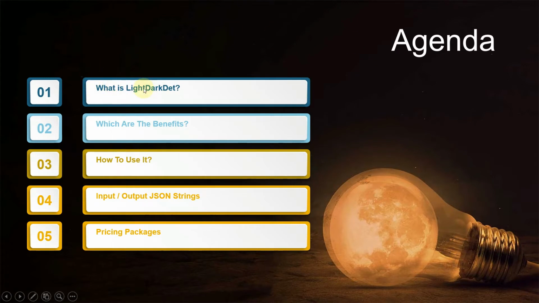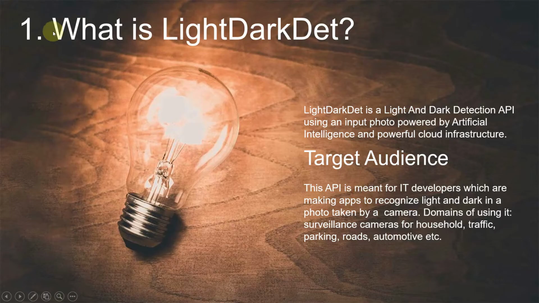Agenda. What is LightDarkDet? Which are the benefits? How to use it? Input and output JSON strings. Pricing packages. What is LightDarkDet? LightDarkDet is a light and dark detection API using an input photo powered by artificial intelligence and powerful cloud infrastructure.